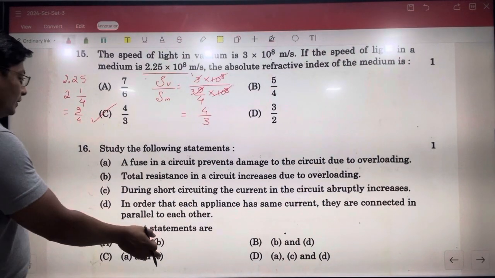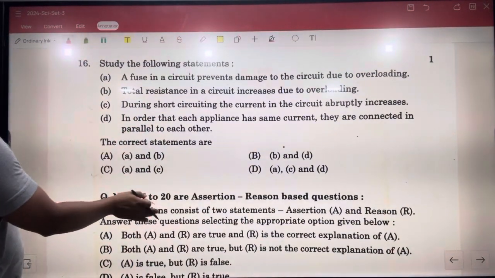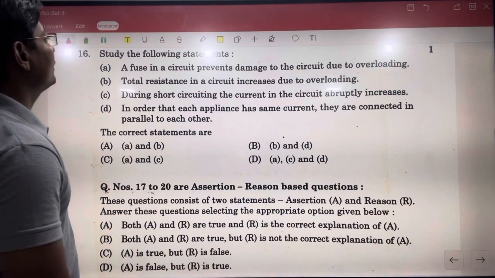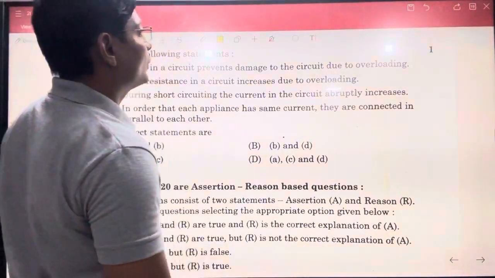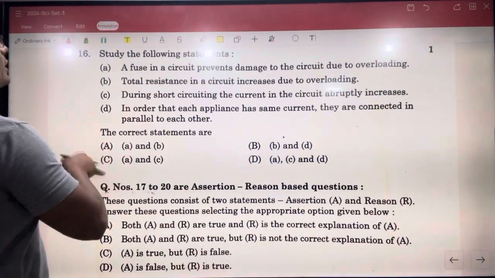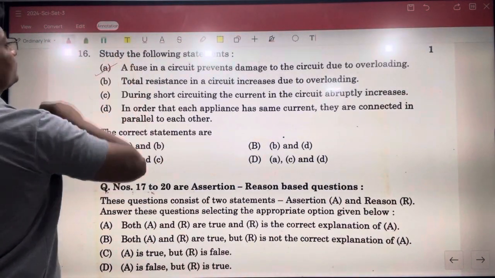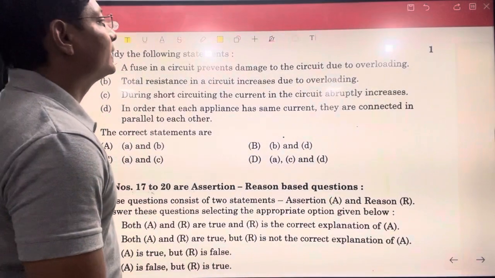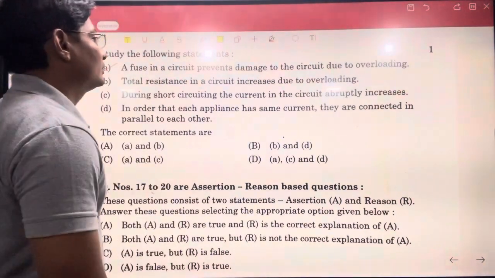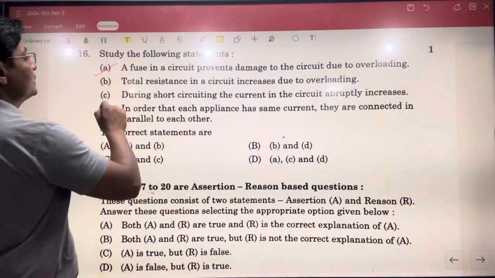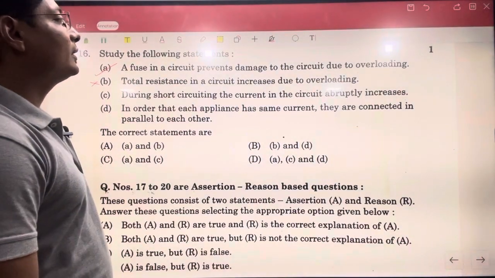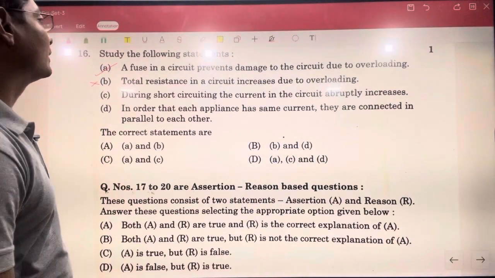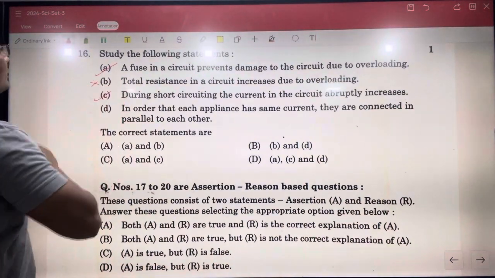Okay. Then coming to the 16th question, study the following statements. A fuse in a circuit prevents damage to the circuit due to overloading. Whether this is correct or not, this is correct. Total resistance in a circuit increases due to overloading. So resistance of the circuit does not change, so this is not correct. Then during short circuiting, the current in the circuit abruptly increases, which is also a correct statement.